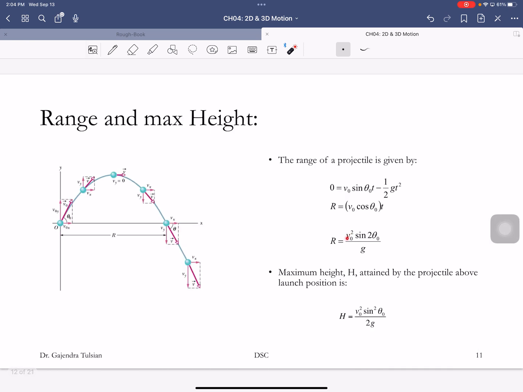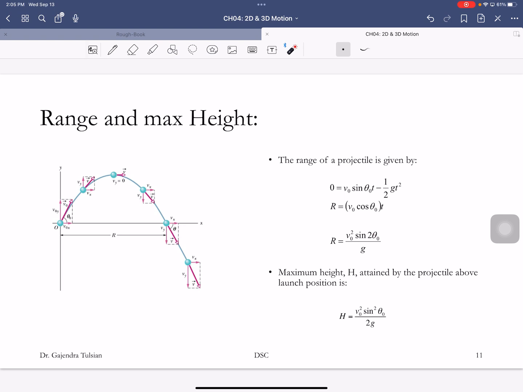Now, for a given launch speed, what is the maximum range you would get if you could change the launch angle? For what launch angle will you get the maximum range? You guys should know this. 45 degrees. That's because the maximum value sine can take is 1, and that is for sine 90, meaning this would be 45 degrees. So that formula tells you you get the maximum range for a launch angle of 45 degrees.